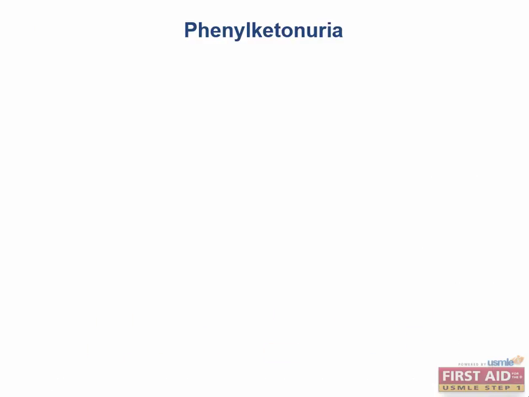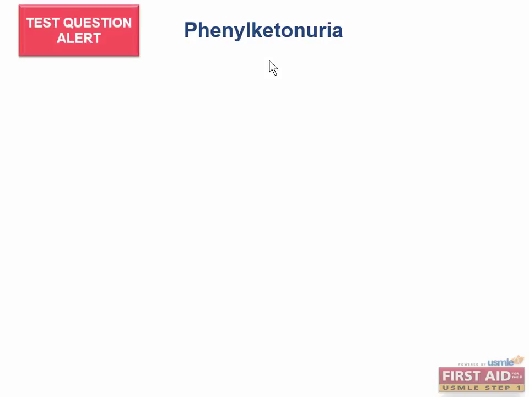We should now go through some diseases that are caused by the dysfunction of amino acid metabolism. Phenylketonuria, or PKU, is one of the most common enzyme deficiencies, with an incidence of about 1 in 10,000 people. Since it's so common and important to detect, the USMLE loves to test on phenylketonuria. Make sure you know the mechanism of action and what amino acids are involved in this disease for test day.